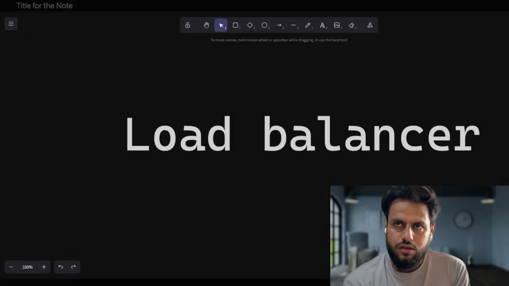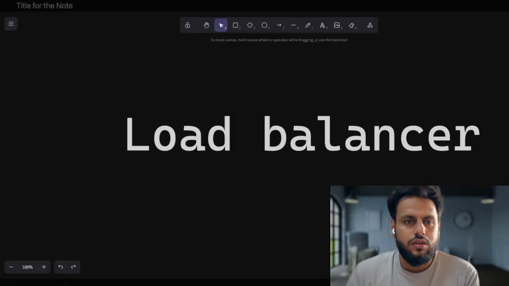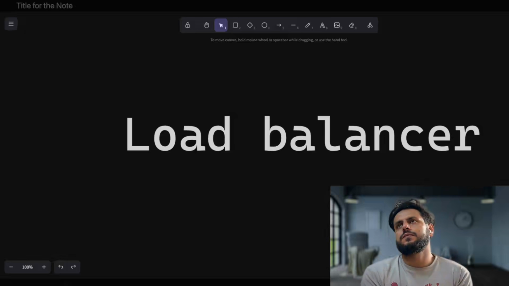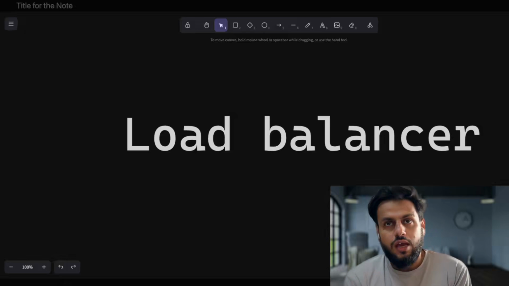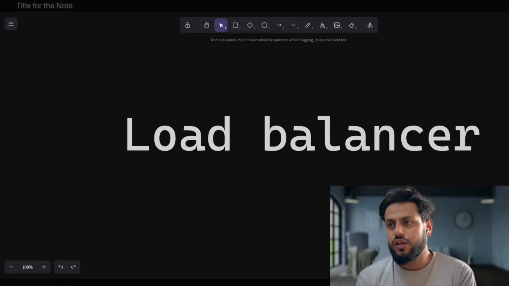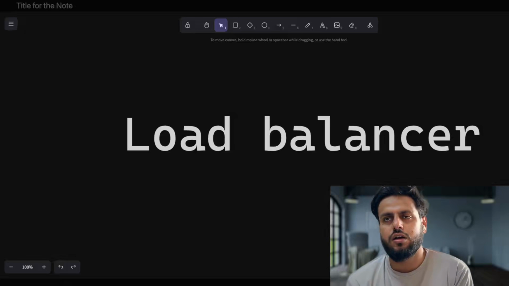that is the problem we get to solve. So this is another problem, and this is another term, load balancer, which solves a specific problem in the scaling world of distributed systems.